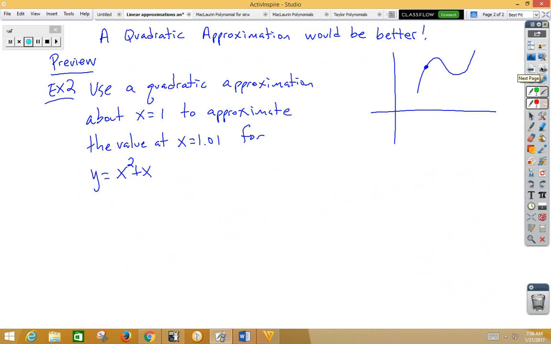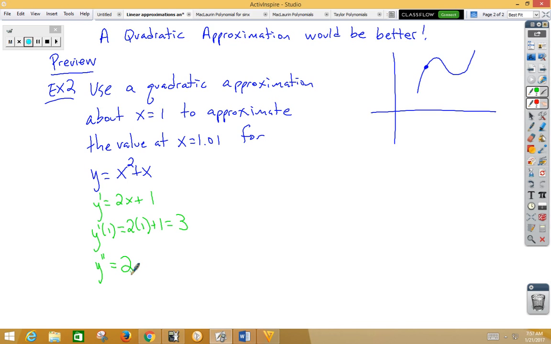Now, better than a linear approximation would be a quadratic approximation. This is a preview of how to write a Taylor polynomial. So let's start off the same way. We're going to start with our linear term. Our first derivative would be 2x plus 1. Plug in our 1, just like we did before. We get 2 times 1 plus 1 is 3. But now, because we want to go out to a quadratic, we're going to want a second derivative. So our second derivative would simply be 2.